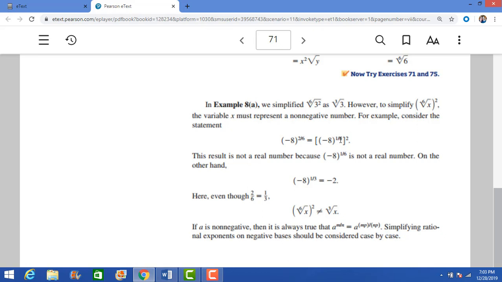This is a negative number, and we're trying to take an even root. We can't do that. It does not result in a real number. So we can't solve this because there's no real number that will give it to us.